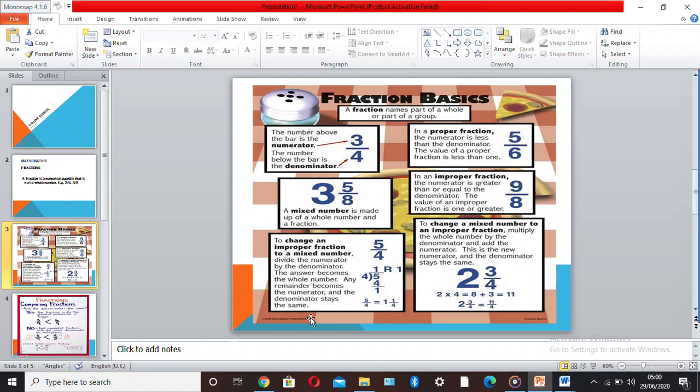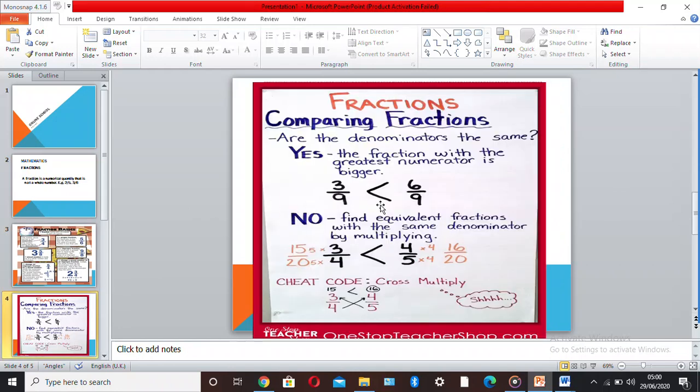Next week, we're going to be talking about how to change an improper fraction to a mixed fraction. But for this week, we will basically focus on how to compare fractions. So we're looking at comparing fractions for today. How do we know which one is bigger? How do we know the one that is smaller?